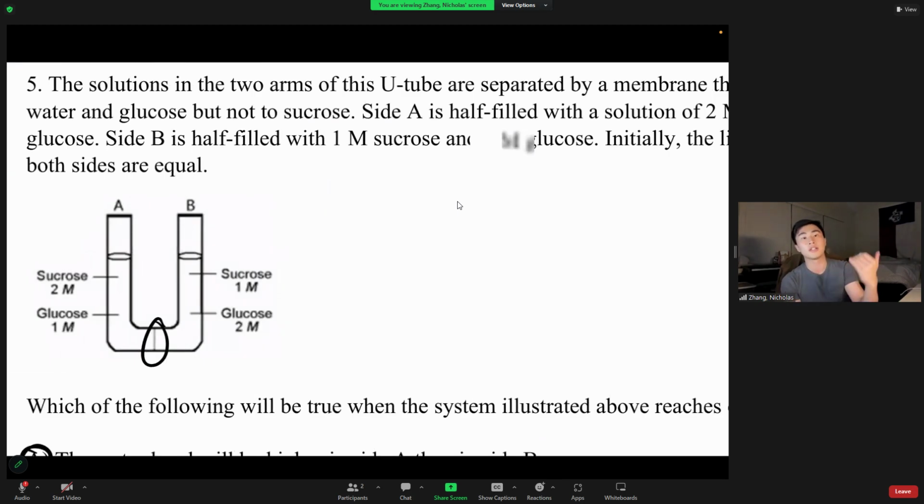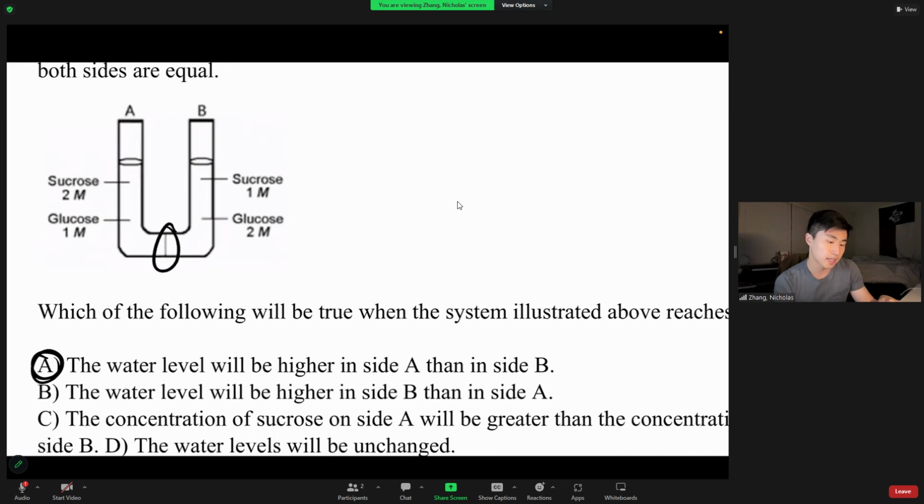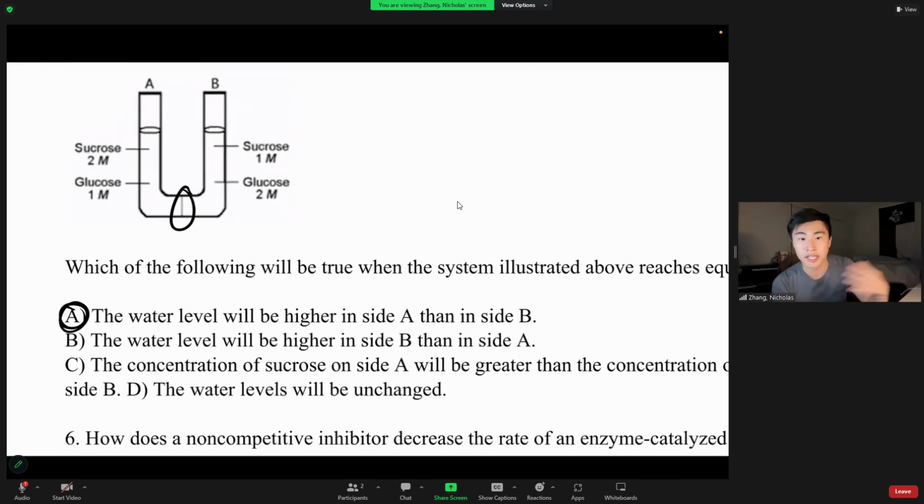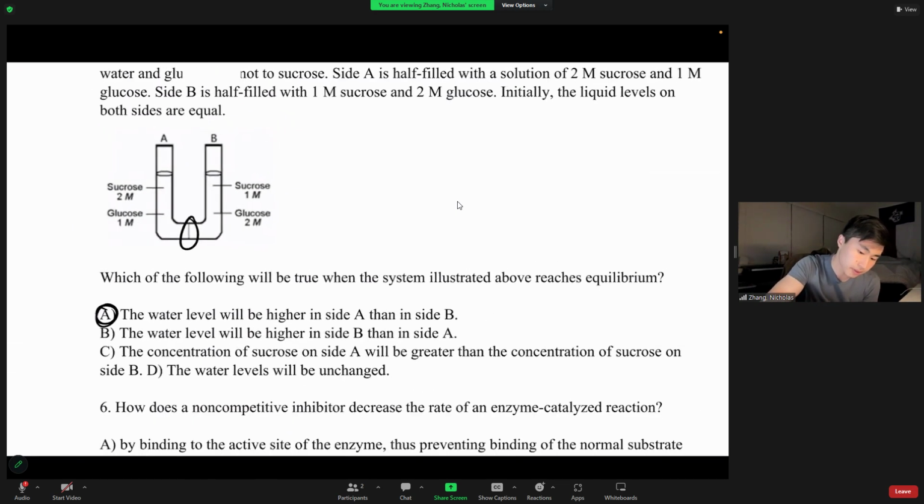However, if we move water into the higher concentration side, there's going to be fewer sucroses to water molecules. And that's a kind of fancy way of saying there's going to be a lower concentration of sucrose relative to water in the A side if water moves into the A side. And that's exactly what we're going to see. To equalize those concentrations, water is going to move from side B to side A. The end result of that is what answer choice A is talking about. So that's what we're going to go with.